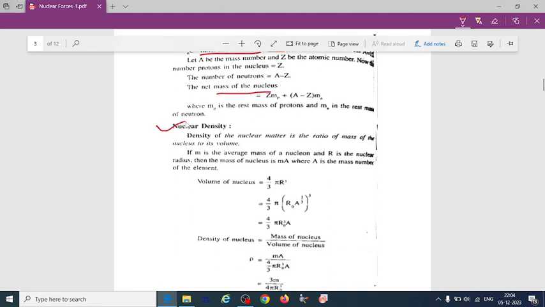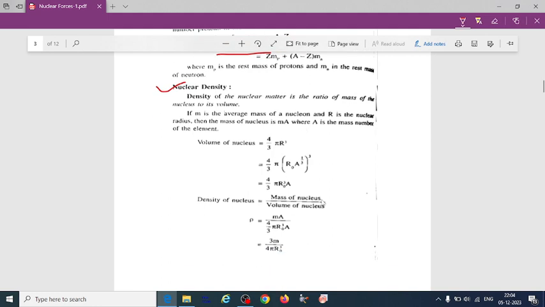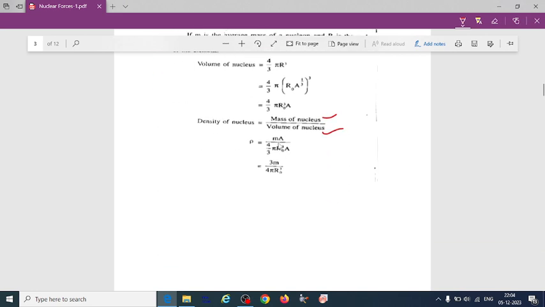Then nuclear density. Density is mass by volume. So nuclear density is the mass of the nucleus divided by the volume of the nucleus. The mass of the nucleus we can write as m into capital A. The volume, since the nucleus is spherical in shape, is 4 by 3 pi R naught cube into A. This is the general equation for the density of the nucleus.